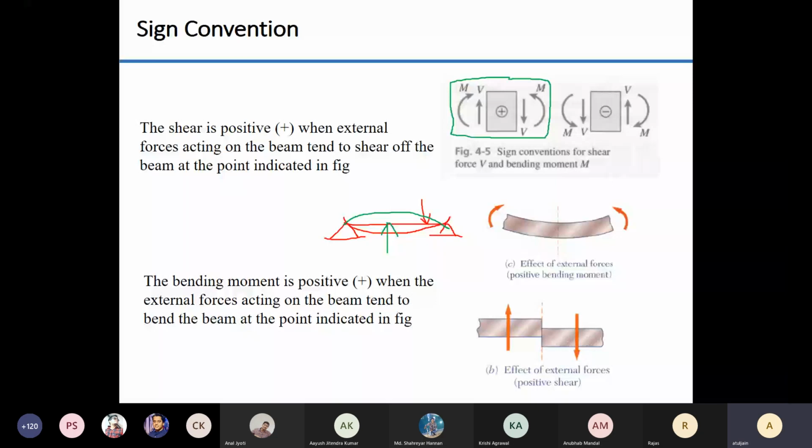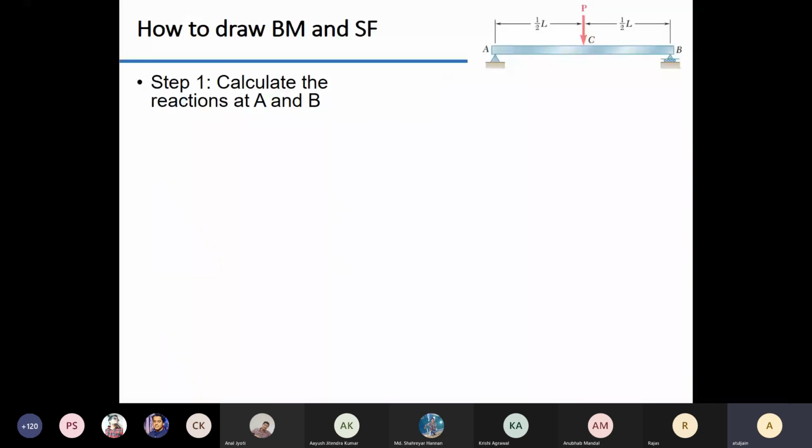So as I said, this is very algorithmic. It is almost writing a computer program. So let me show you how to do it. Suppose a beam is given to you and load is applied. How will you draw the bending moment diagram? Step 1, calculate the reactions at A and B, which I have done.